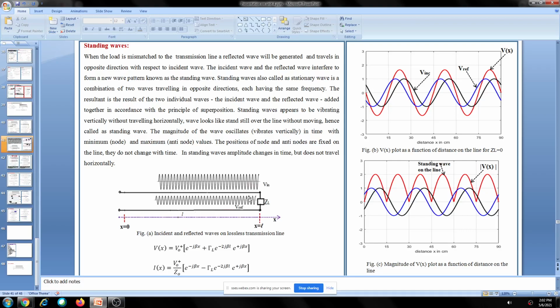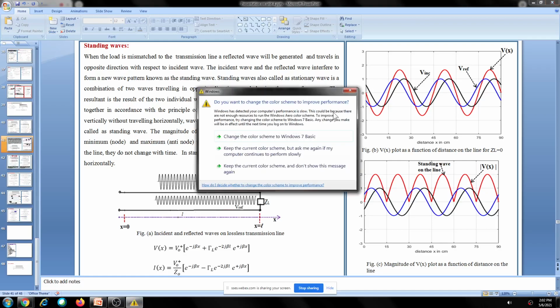Because of that, the voltage at any point over a transmission line is the addition of these two waves. They are of the same frequency, traveling in opposite directions, so we cannot say only one wave is present. At any point, the voltage is the addition of these two waves.